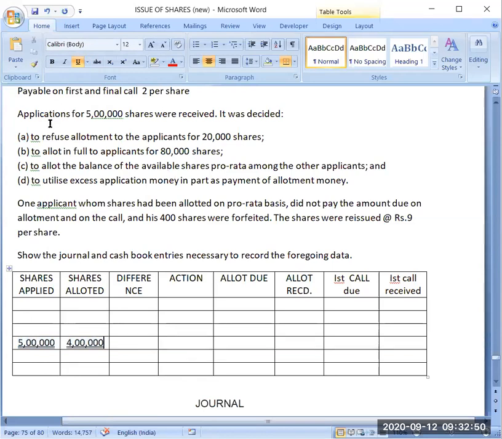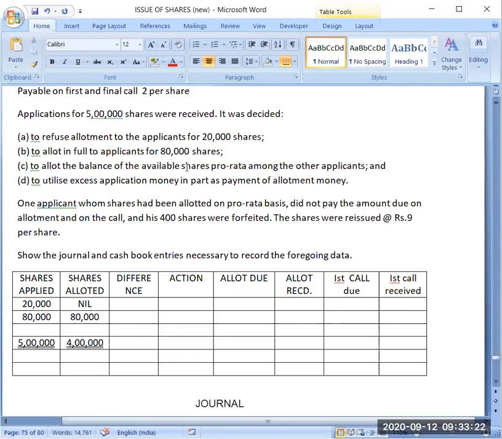Now see the breakup. To refuse allotment to the applicants for 20,000 shares. So 20,000 shares have been allotted nil. We have not allotted them any share. To allot in full to the applicants for 80,000 shares. So 80,000 shares were allotted in full. Full allotment was made. So 80,000 applications will get 80,000 shares.